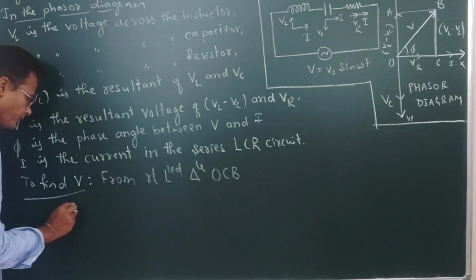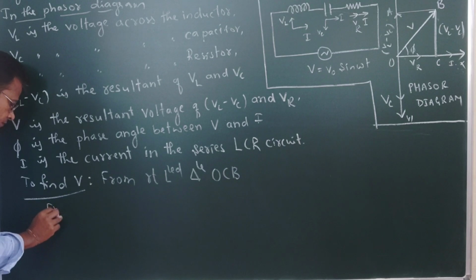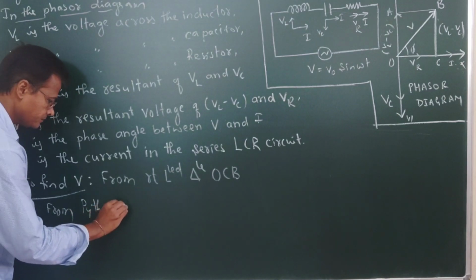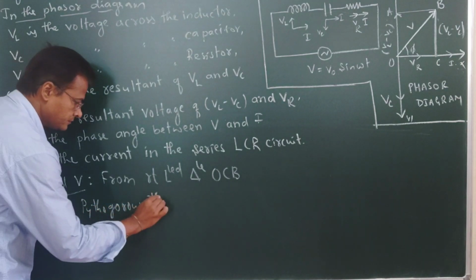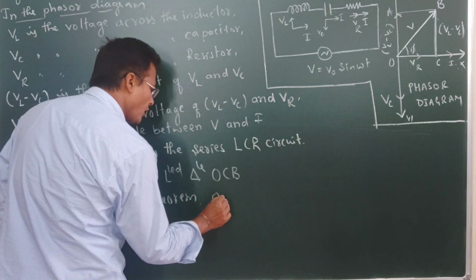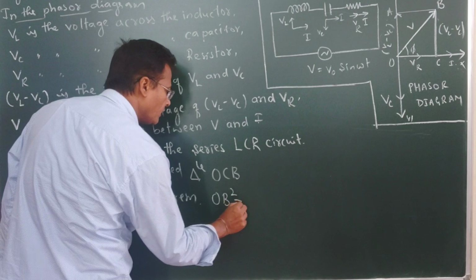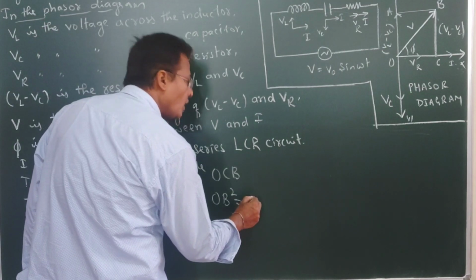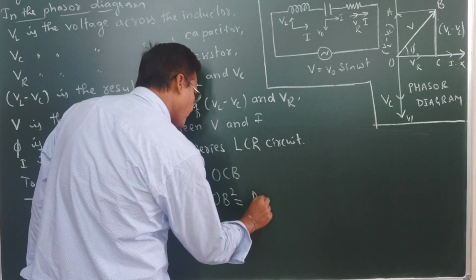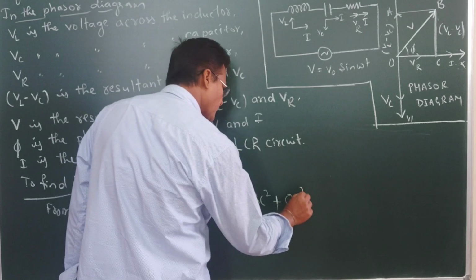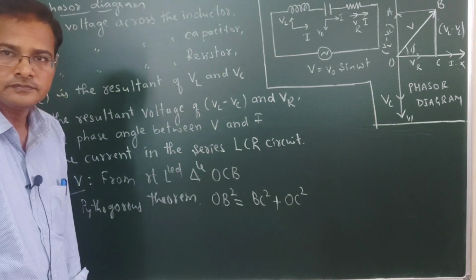As we are doing this from Pythagoras theorem, hypotenuse square, that is OB square, equals opposite square, that is BC square, plus OC square.